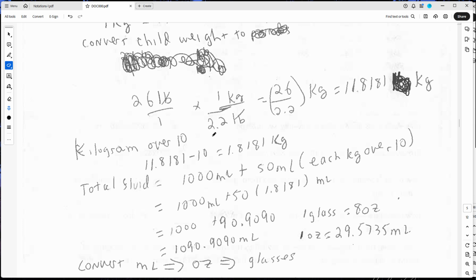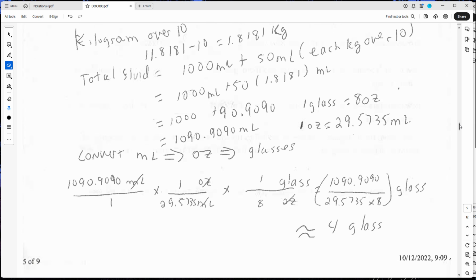And then they say the child should receive 50 mils of fluid for each kilogram over 10. So subtract it, it is 1.8181 kilograms over 10. So the total fluid the child should receive is 1,000 mils of fluid plus 50 mils times 1.8181. You simplify that, then you come to 1,000 plus 90.9, about 1,090 mils. That's how many mils they should have.